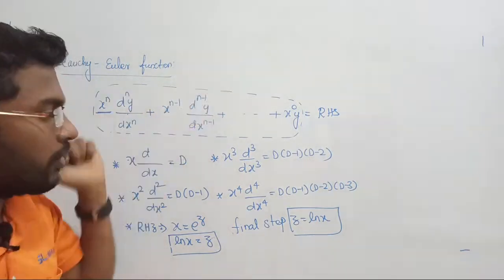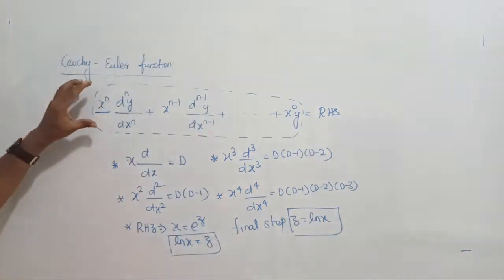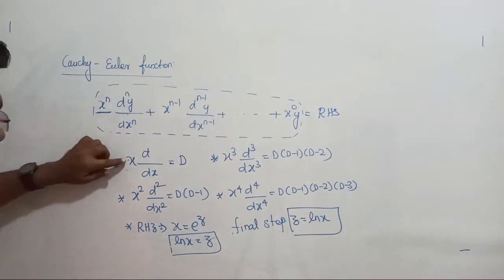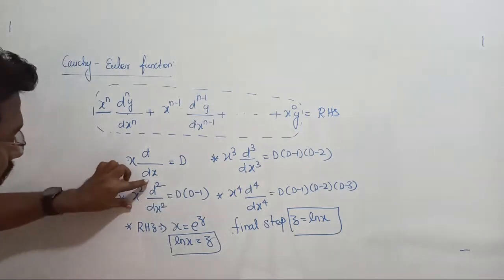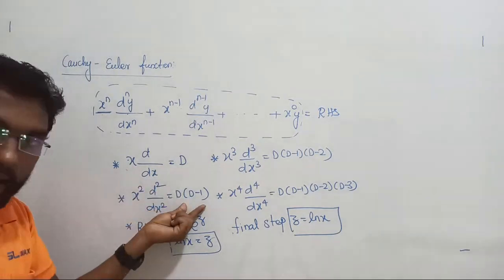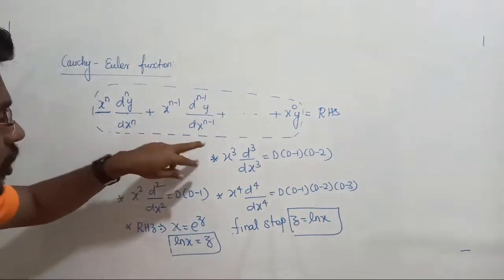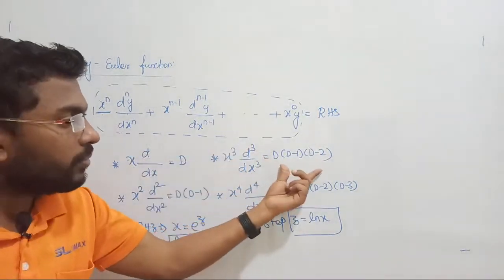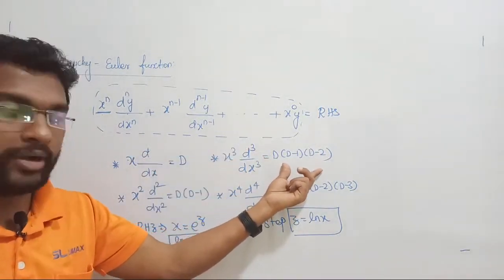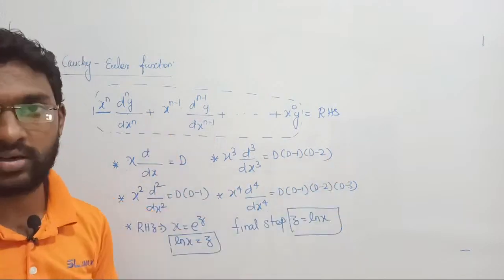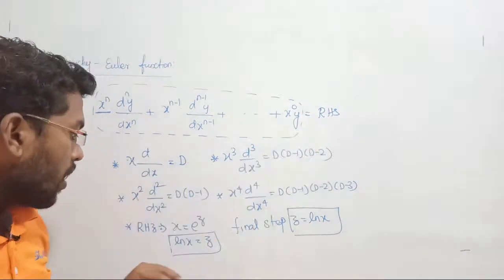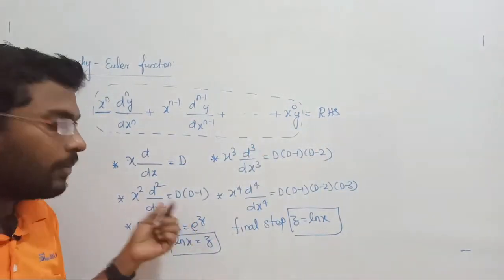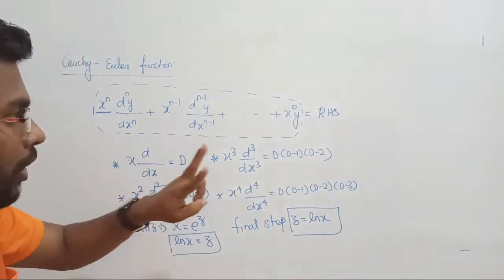If it is in this format, then go to the LHS side. Consider x into d by dx and replace it by D. x square into d square by dx square you can replace by D into D minus 1. x cube into d cube upon dx cube will be replaced by D into D minus 1 into D minus 2, and so on. This journey will be continuous. At the same time, go to the RHS of the system and replace x by e power z. Clear? So you have to do two things.